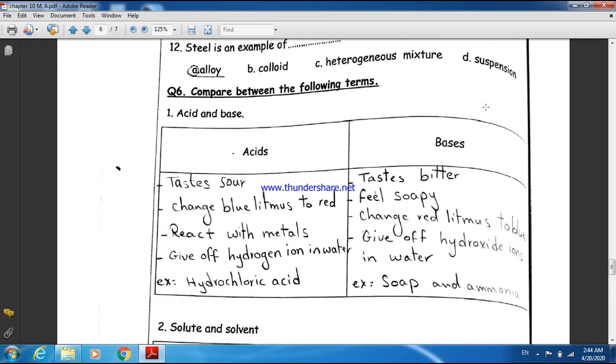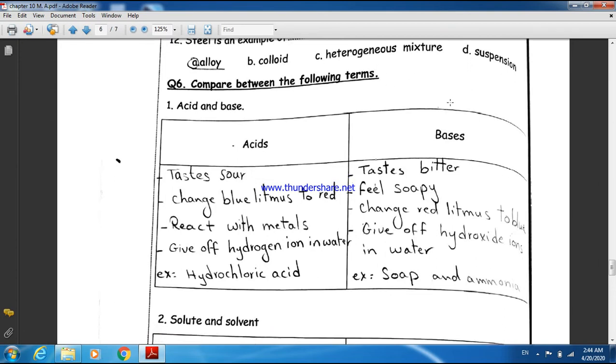12, an example of alloy. You know, alloy is a mixing of two or more metals with each other. So steel is an alloy, like the iron plus carbon. Okay.